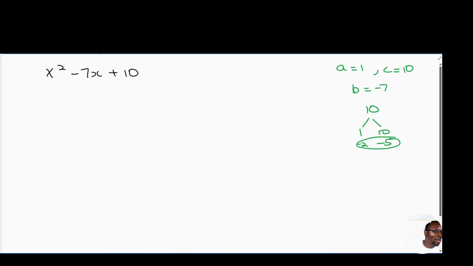And so let's open up our parentheses. And then we're going to have our x written in the beginning of each parenthesis. And then we have minus 2 minus 5.